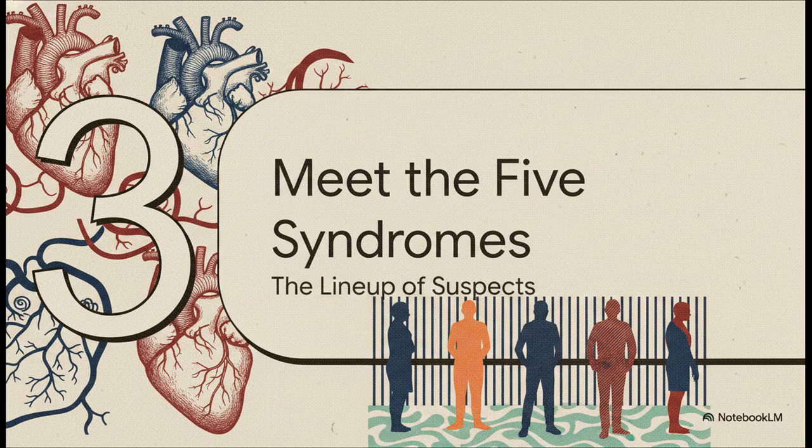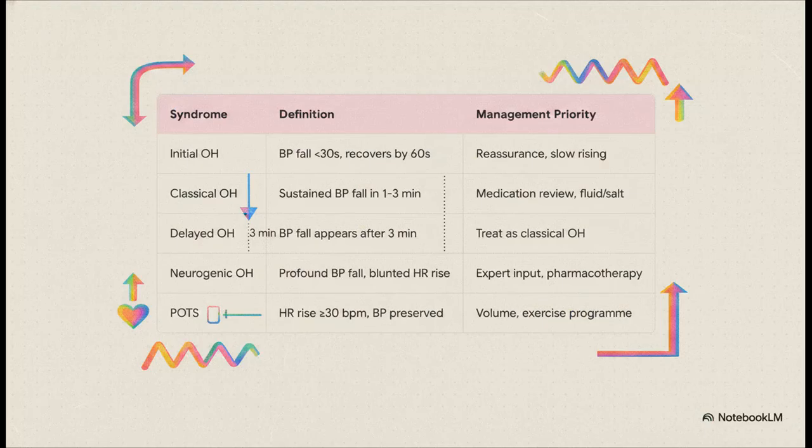Okay, so now that we've got the physiology down, it's time to meet our lineup of 5 suspects. These are the distinct clinical syndromes that you'll be able to identify with just a simple stand test. And this table just brilliantly illustrates all the differences. You've got initial OH, which is a very rapid but really transient drop.